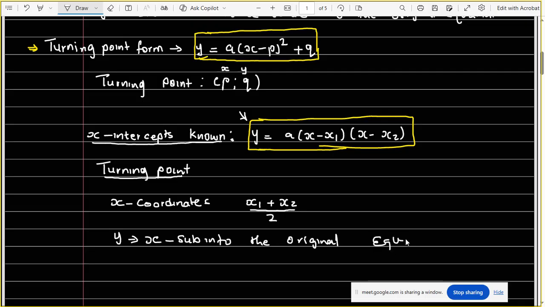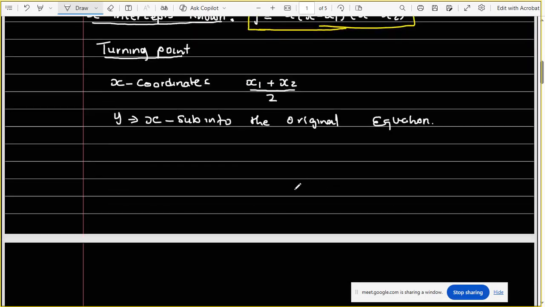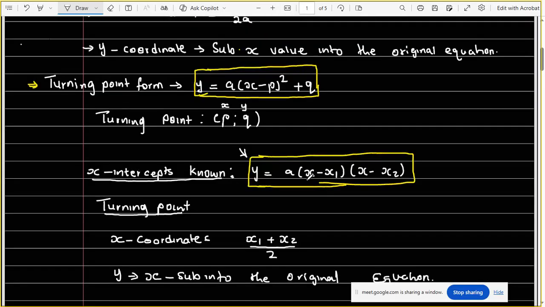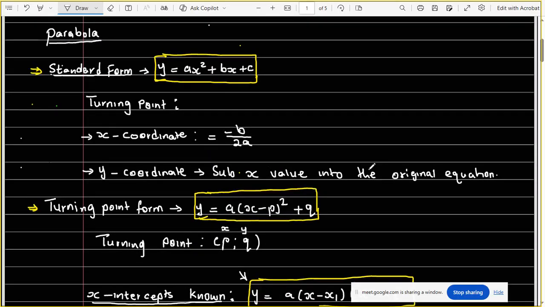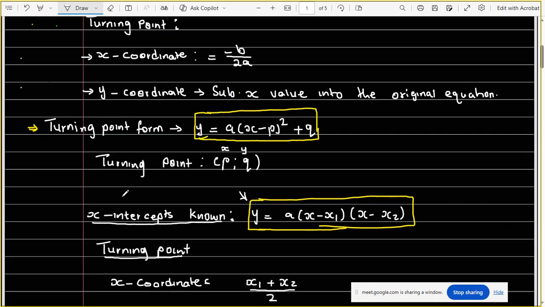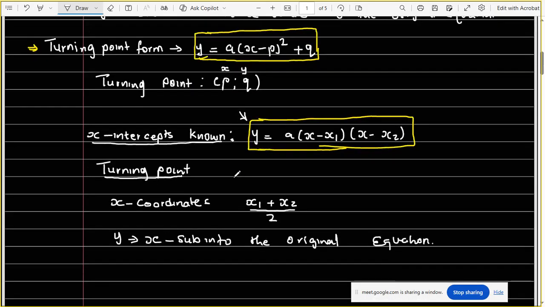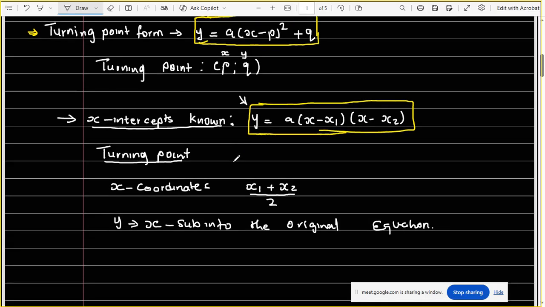Are you with me on that? Yes, sir. Okay. So now, do you have any questions based on this information? We have three types. It's either they give you the question in standard form, you know how to find the turning point. It's either they give it in turning point form, you know how to find the turning point, or let's say they give it to you where you know your x-intercepts, then you know how to find the turning point.